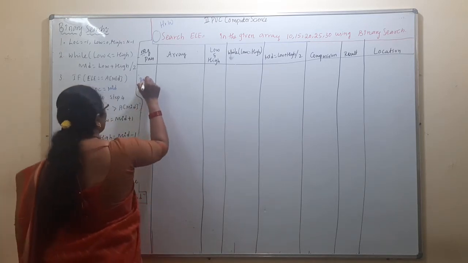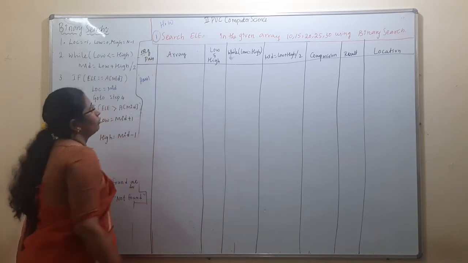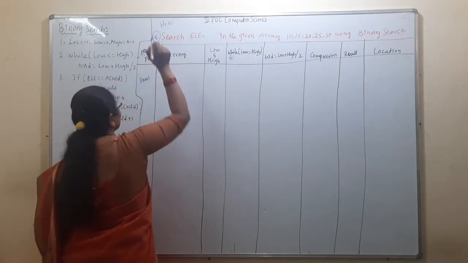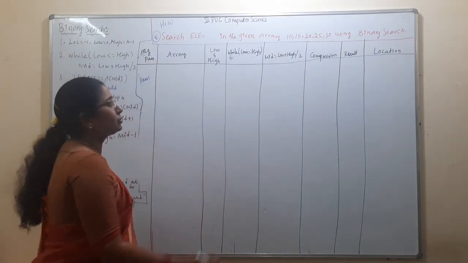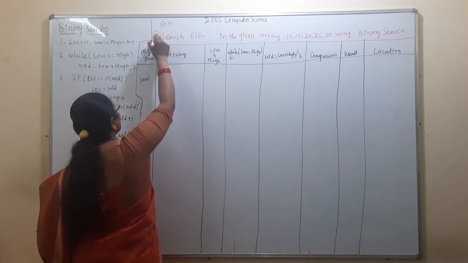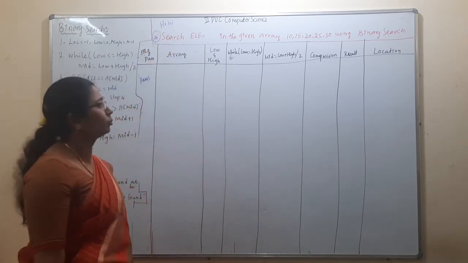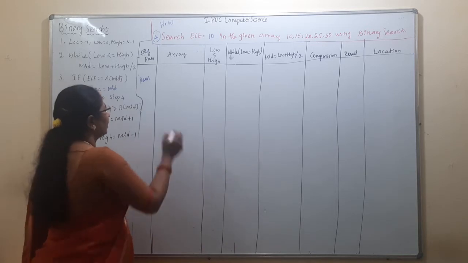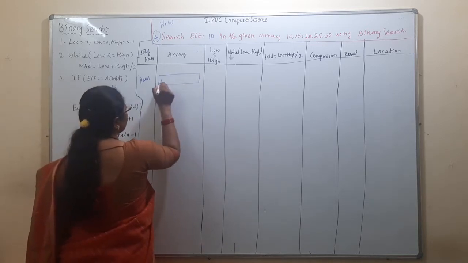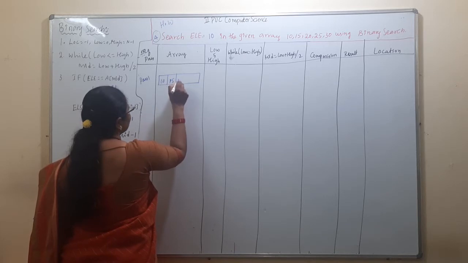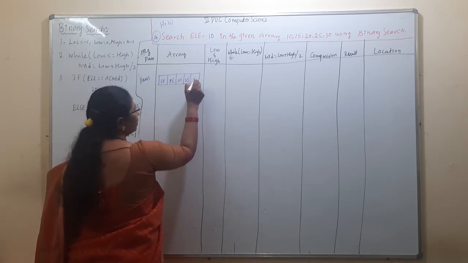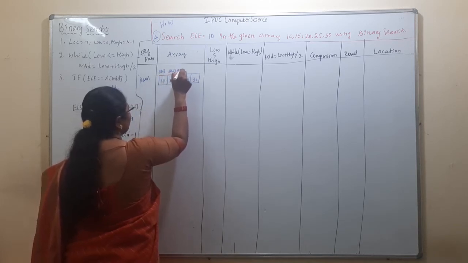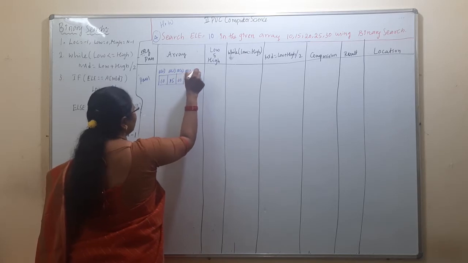Yes, we are in pass 1. So today's first problem is a continuation from yesterday. This is the 5th problem. 3 problems we discussed, then the 4th one I gave as homework for you. So according to that, this is the 4th problem. The searching element is 10. Write down the array 10, 15, 20, 25, 30. It is in A of 0, A of 1, A of 2, A of 3, A of 4.